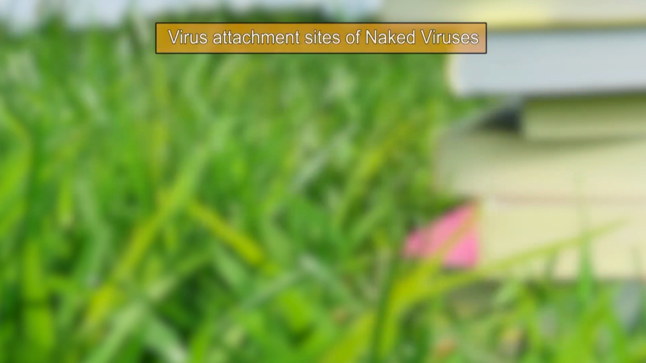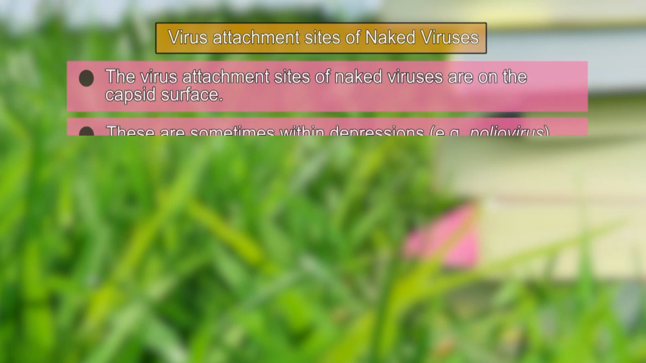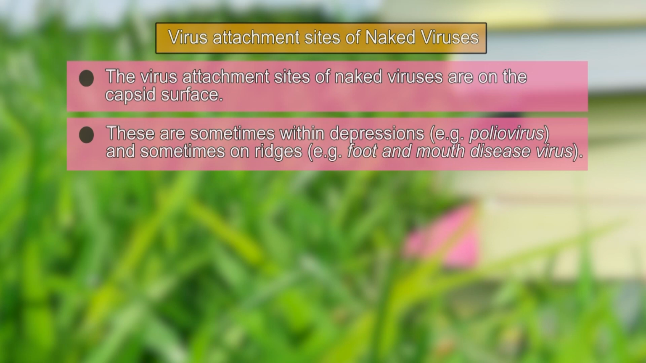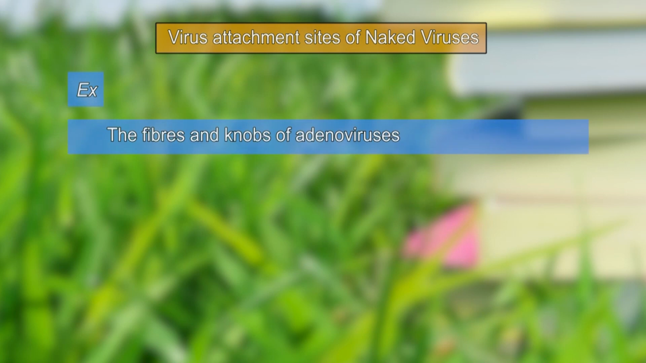The virus attachment sites are present mainly on the capsid surface, either within depressions as in the case of poliovirus, or within ridges as in the case of foot and mouth disease virus, or they may be present on specialized structures like knobs on adenovirus and spikes on rotavirus.